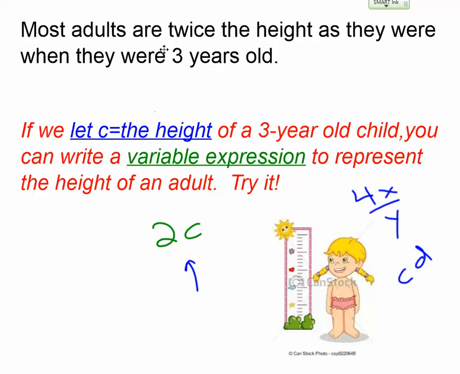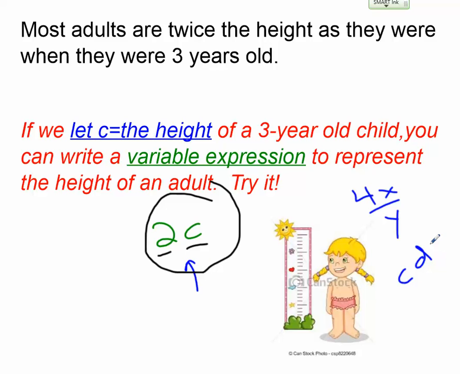All right, and we talked about how you can use a variable expression to represent this rule of thumb. Most adults are twice the height when they're an adult as they were when they were 3 years old. So if we let C equal the height of a 3-year-old, you can write a variable expression to represent the height of an adult. If I'm going to be twice that tall, I represent that as 2c. Take my height when I'm 3 years old and double it, and that's the height I am as an adult.